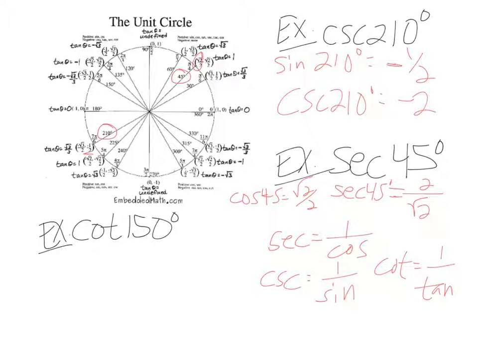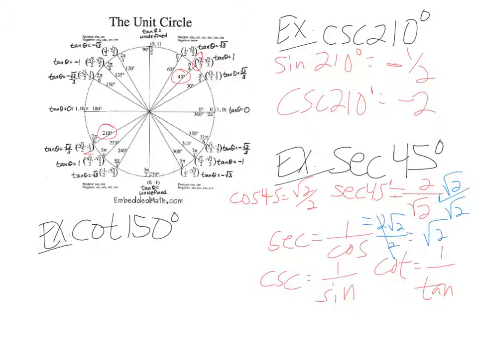Now sometimes you're required to rationalize the denominator. You're not supposed to leave a square root in the bottom of a fraction, so if you want to do that, you would multiply the top and bottom by the square root of 2, and you would have 2 times the square root of 2 all over 2, which is just the square root of 2.